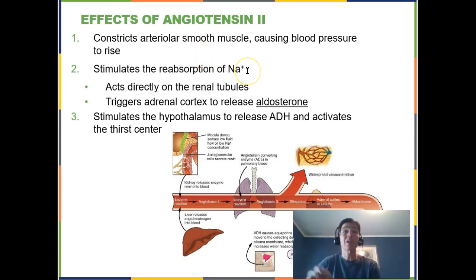It also stimulates the reabsorption of sodium. It acts both directly on the kidney and on the adrenal cortex, causing the release of more aldosterone. And as we talked about when we covered aldosterone, if you're pulling more sodium out of your urine, you're also going to pull more water out of your urine. So that's concentrating your urine, reclaiming more of your water, maintaining your blood volume, and therefore maintaining your blood pressure.